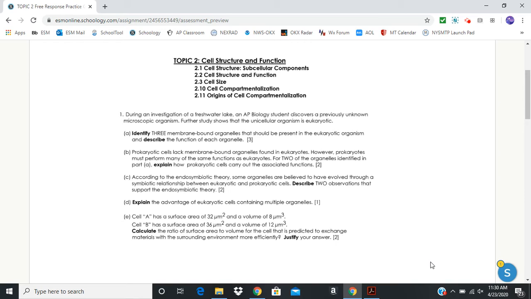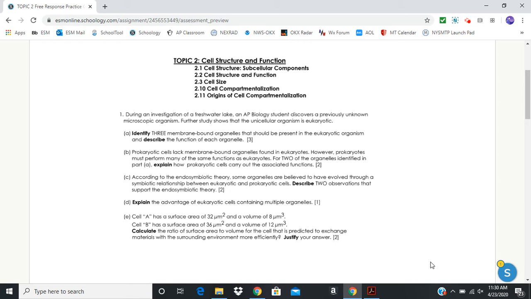So here's most likely an example of something you'd see where you're going to be asked to talk about different concepts, different biological processes, and then make some predictions. So this one was taken from an old AP test. But anyway, I like this one because it does address some of the things with cells. So, okay, during an investigation of a freshwater lake, a student discovers an unknown microscopic organism. What are 3 membrane-bound organelles that should be present in this organism? Describe the function of each.